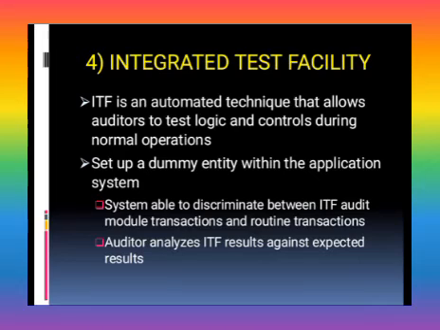This may be accomplished in a number of ways. One of the simplest and most commonly used is to assign a unique range of key values exclusively to ITF transactions. By segregating ITF transactions from legitimate transactions, routine reports produced by the application are not corrupted by ITF test data. Test results are produced separately on storage media or hard copy output and distributed directly to the auditor. The auditor analyzes ITF results against expected results.